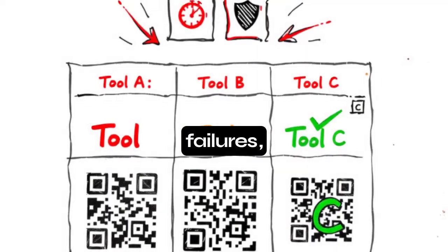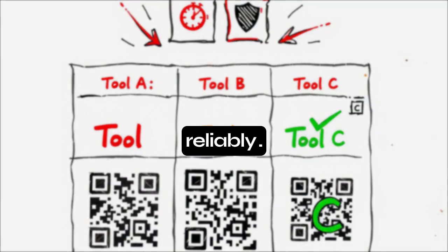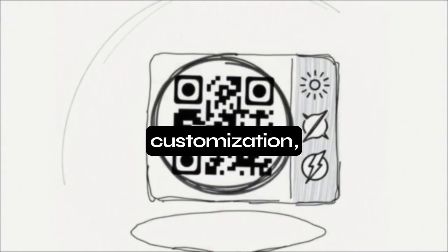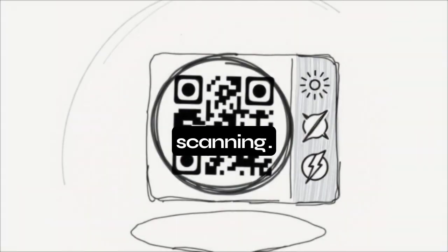Results: Tool A scanned slowly, Tool B had occasional failures, Tool C scanned instantly and reliably. Recommendation: choose Tool C for best balance of customization, crisp output, and reliable scanning.